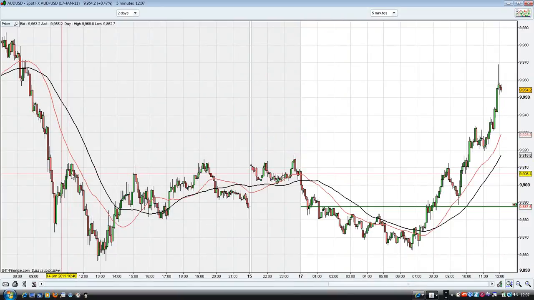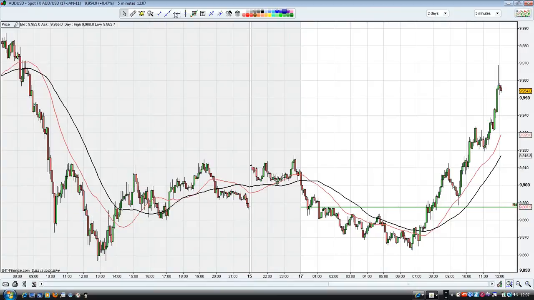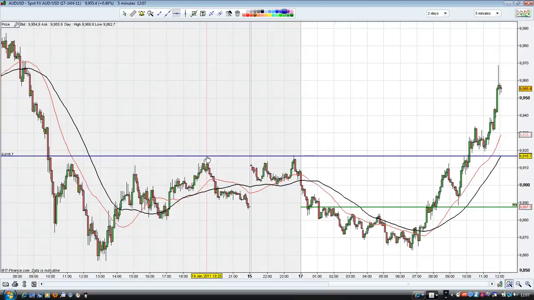So you can see here, again, this is Friday, the market was going sideways. That was the high of the sideways trend there, 9917.